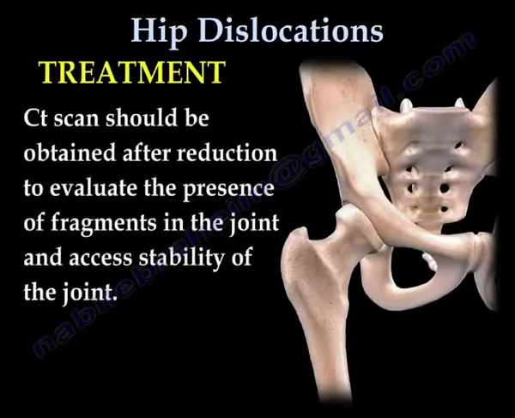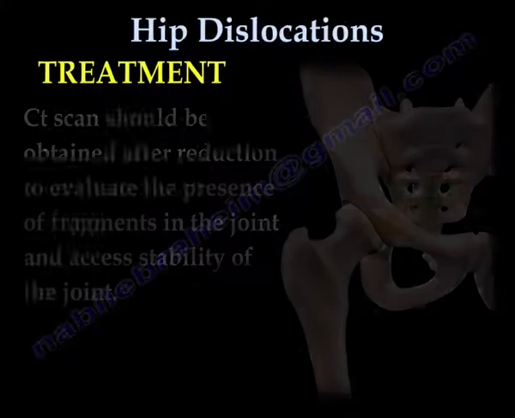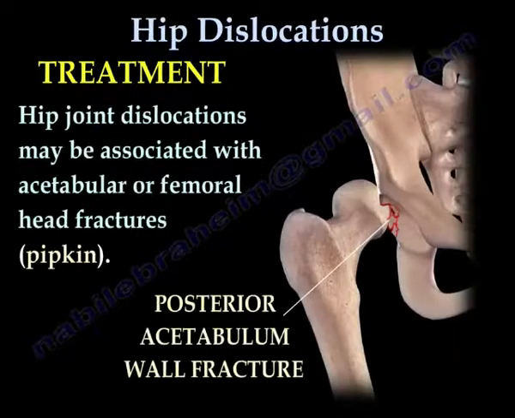CT scan should be obtained after reduction to evaluate the presence of fragment in the joint and to assess the stability of the hip joint. Hip joint dislocation may be associated with acetabular fracture or femoral head fractures. We call it Pipkin fracture.